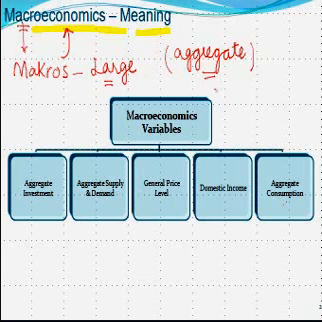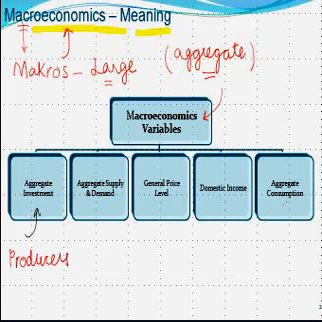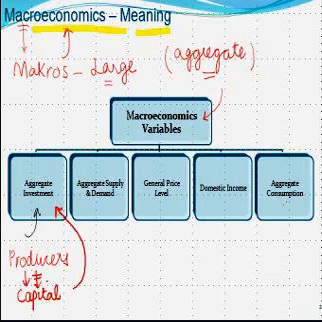And in macroeconomics, what we study are certain variables, which I will take one by one. The first one being the aggregate investment. Now, what does this mean? We know that there are various producers in an economy, right? So all these producers do make a lot of expenditure, right? And all that expenditure for all the producers taken together, which add to their stock of capital, amounts to the aggregate investment.